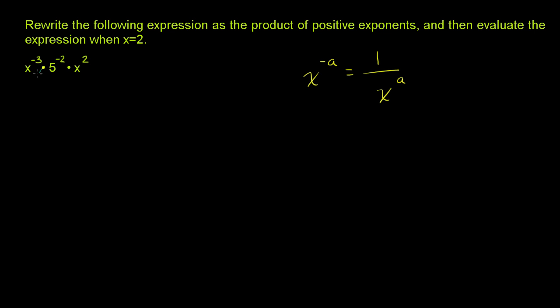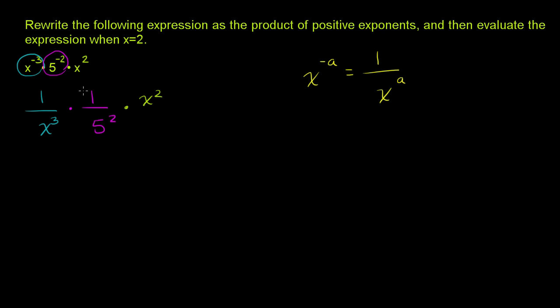So x to the negative 3 power, we can rewrite as 1 over x to the third power. And then 5 to the negative 2, we can rewrite as 1 over 5 squared. And then finally, we have times x squared. And so we can multiply this out.